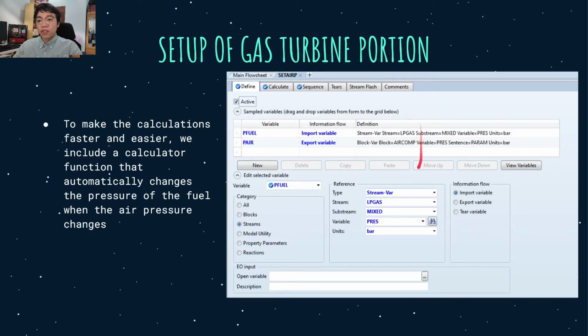So first, we have to set our variables P fuel and P air. P fuel will be of the streams category, and the stream in question would be the LP gas.